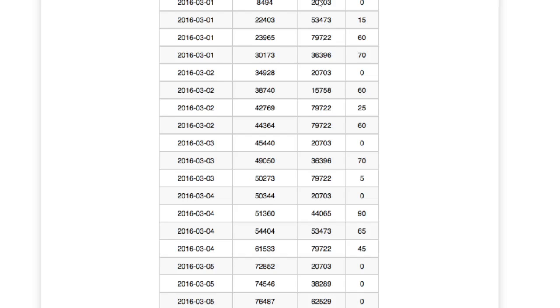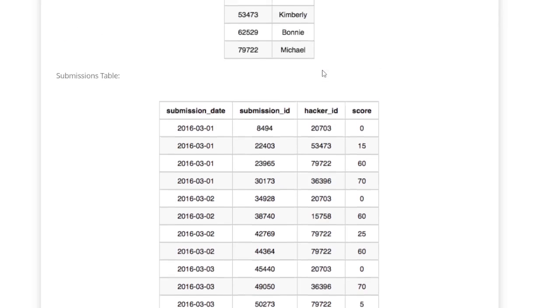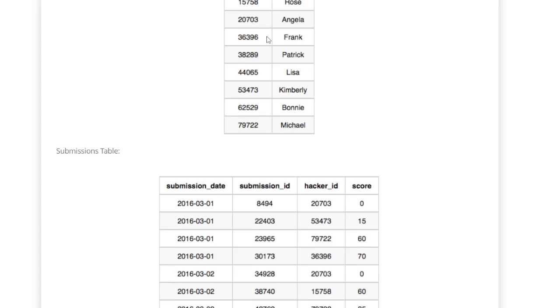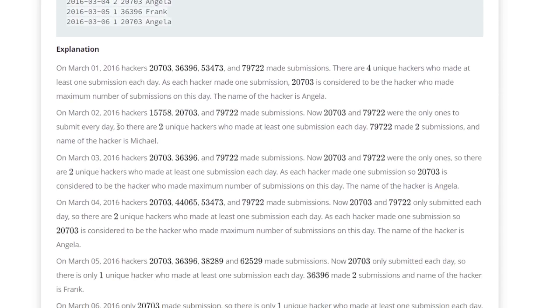And now, because each of them has made the same number of submissions, that is only 1, I need to take the hacker with the lowest hacker ID. So I will go with this 20703, and I will find out the name of this hacker in my hackers table. So 20703 is Angela, right? Now let's see for the 2nd of March.